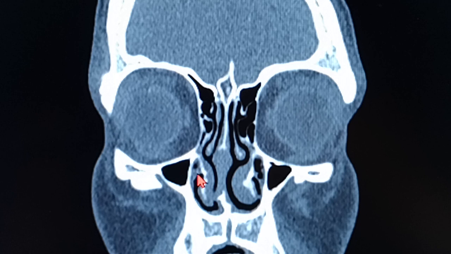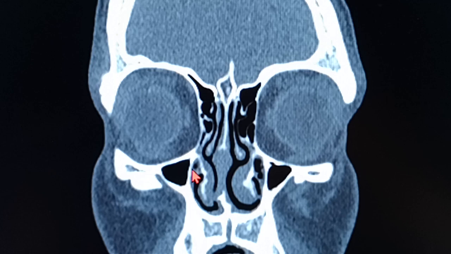Now, we all know as ENT and skull-base surgeons that this is the inferior turbinate. That's the inferior turbinate bone. If you elevate or medialize the inferior turbinate, you'll be able to see the valve of Hasner. That is basically the opening of the nasolacrimal duct into the lateral nasal wall.